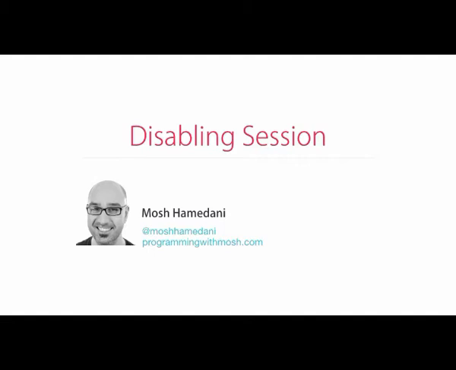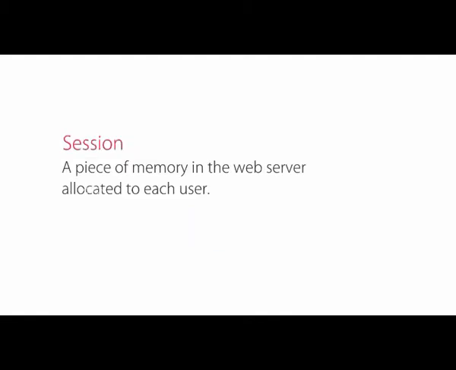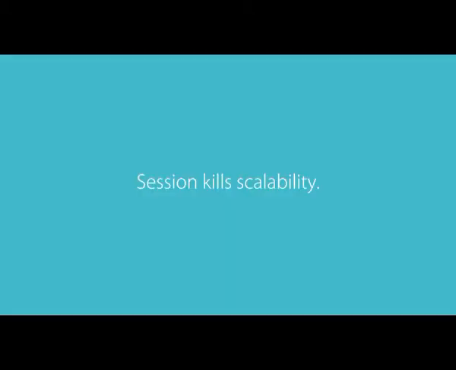And the last optimization technique I'm going to talk about in the application tier is disabling the session. I've not covered the session in the course because it's something you should really avoid. If you don't know what session is, it's basically a piece of memory in the web server allocated to each user. So we can use that to store temporary data during the user session. Now, what's wrong with using session? Because the more users you have, the more memory of the web server your application is going to use. This kills the scalability of your application.